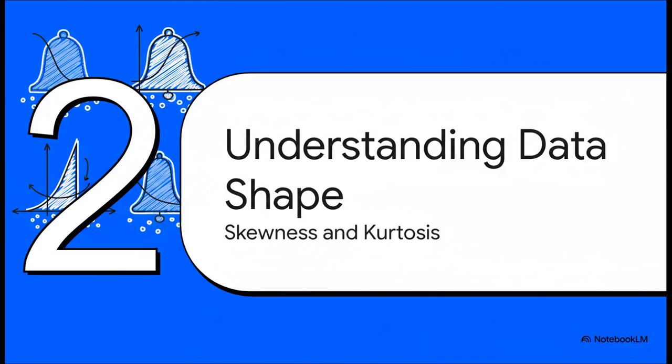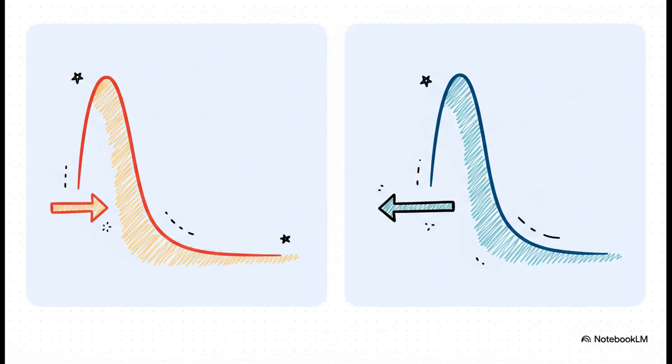So, once we have a feel for our data, how do we describe its shape in a more, let's say, mathematical way? We're going to look at 2 key stats that help us pin down its distribution and symmetry. First up is skewness. All this measures is the asymmetry of your data.